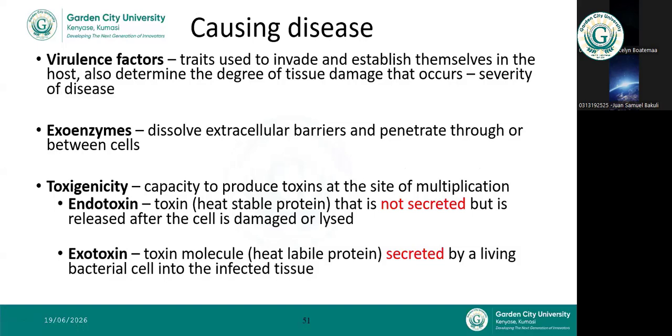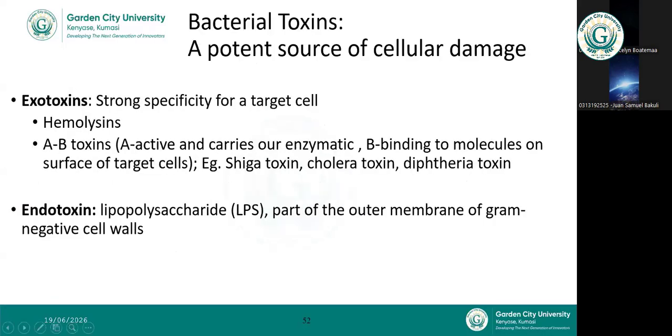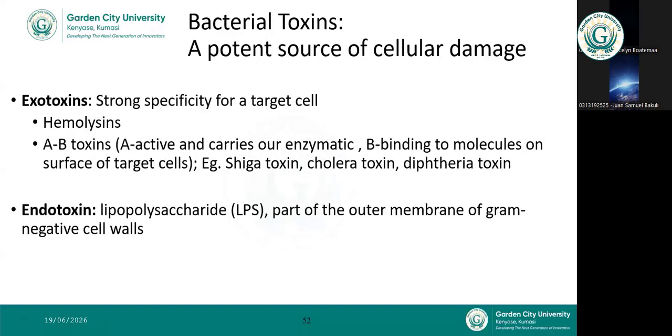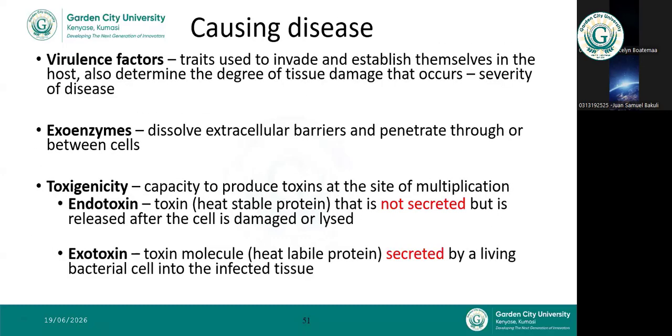Augustine. All right, let's continue. Yes, so the endotoxins. Sir, you go back to that slide. Is that slide that is confusing me? Maybe that's what I'm not understanding. That toxigenesis. You see the toxigenesis, it says capacity to produce toxin at the site of multiplication. So I was asking, is it when they are reproducing that they release the toxins, or when they are excreting that they release the toxins? That was what I was asking.